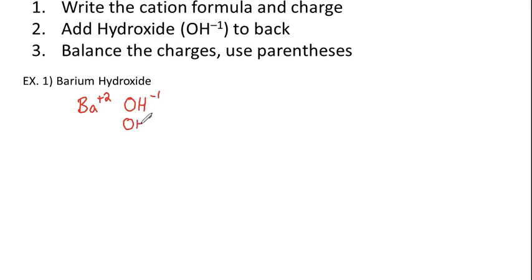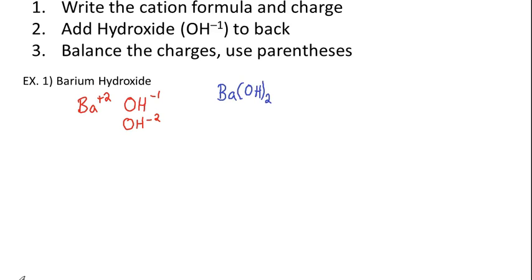In order to get these charges balanced, I know I'm going to need 2 hydroxides. However, when I go to write my final answer, 1 barium and 2 hydroxides, if I were to put the 2 right here, it doesn't actually say 2 hydroxides. It says 2 hydrogens. So in order to make sure that I have 2 hydroxides as a whole, I'm going to put hydroxide inside parentheses. So Ba(OH)2, with OH being inside parentheses.